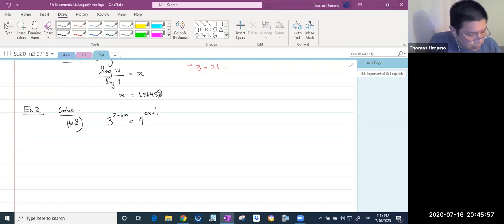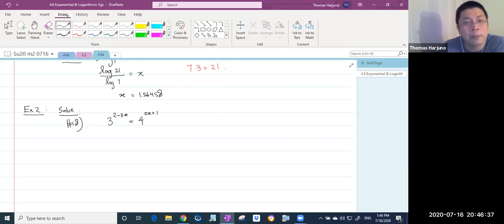Either you use base 3, or base 4, or base 10, or base e. Now, I will show you 2 of them. The other 2 you can try. But whichever method you use, base 3, base 4, base e, base 10, the final answer will be the same. So we do have choices here.